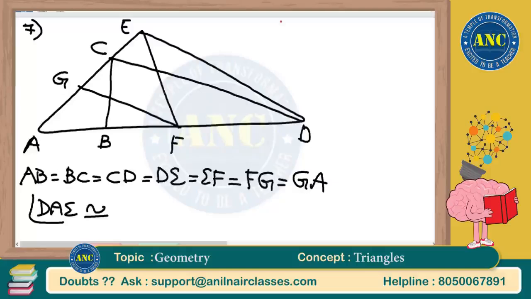AB equivalent to BC equivalent to CD equivalent to DE equivalent to EF equivalent to FG equivalent to GA. Find angle DAE. It's a very, very good question, sir.